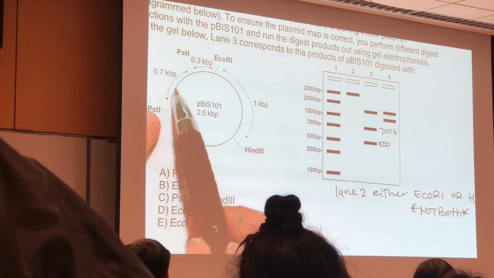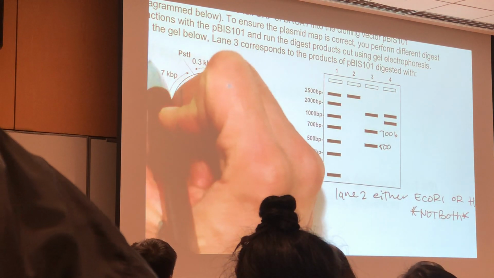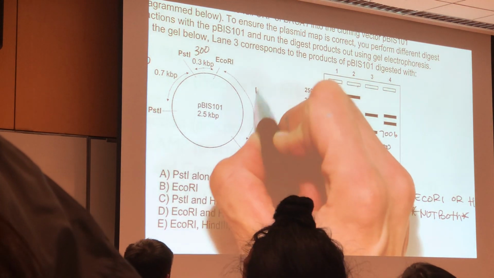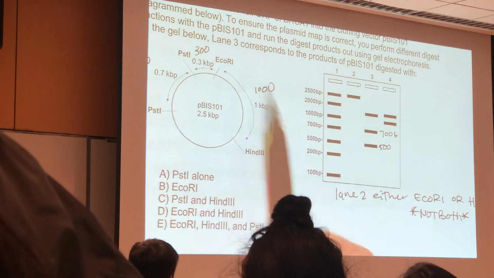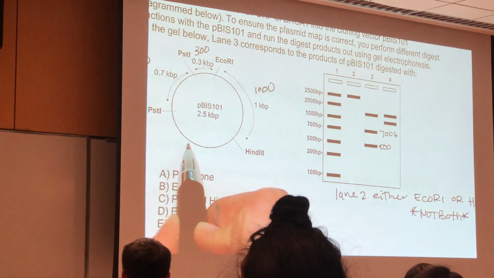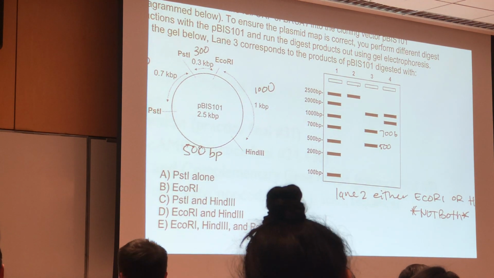Oh, and we missed up here. This is 700 base pairs, 300 base pairs, 1 kb, or 1,000 base pairs. This is 2, and this is a 2.5 kb plasmid, so what's the distance here? 500 base pairs, or 0.5 kb.